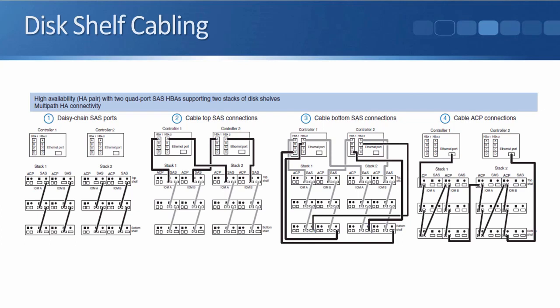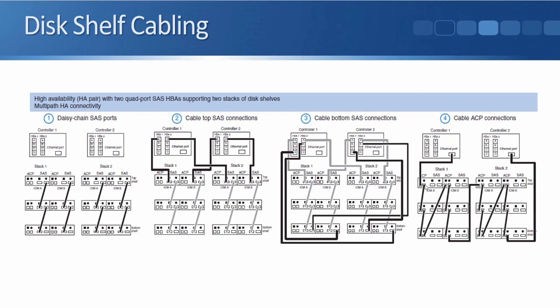And once we've done that, we've completed the SAS cabling. All we have left to do is our ACP connections. So for ACP, that uses an Ethernet port. So from controller one, we've got an Ethernet cable going into a port there, and then that gets connected to the top square ACP port on IO module A on stack one.